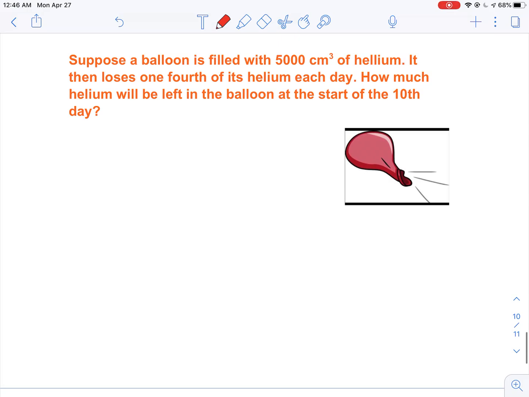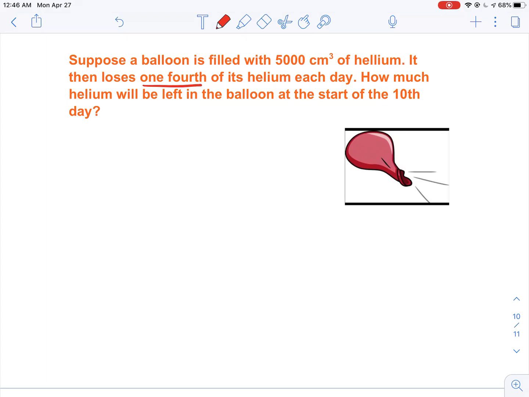Okay, so let's see how this works with word problems. So, suppose a balloon is filled with 5,000 centimeters cubed of helium. It then loses 1/4 of its helium each day. How much helium will be left in the balloon at the start of the 10th day?